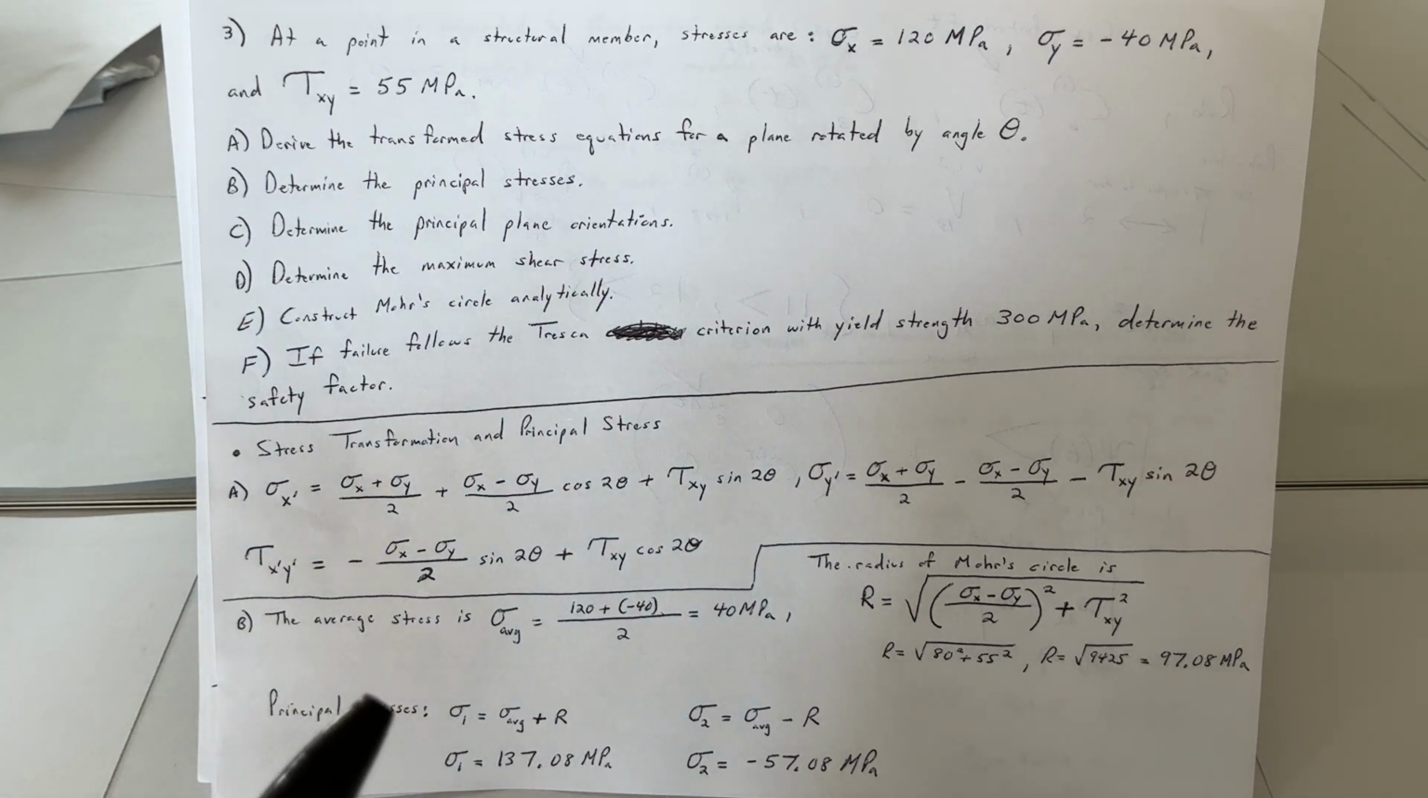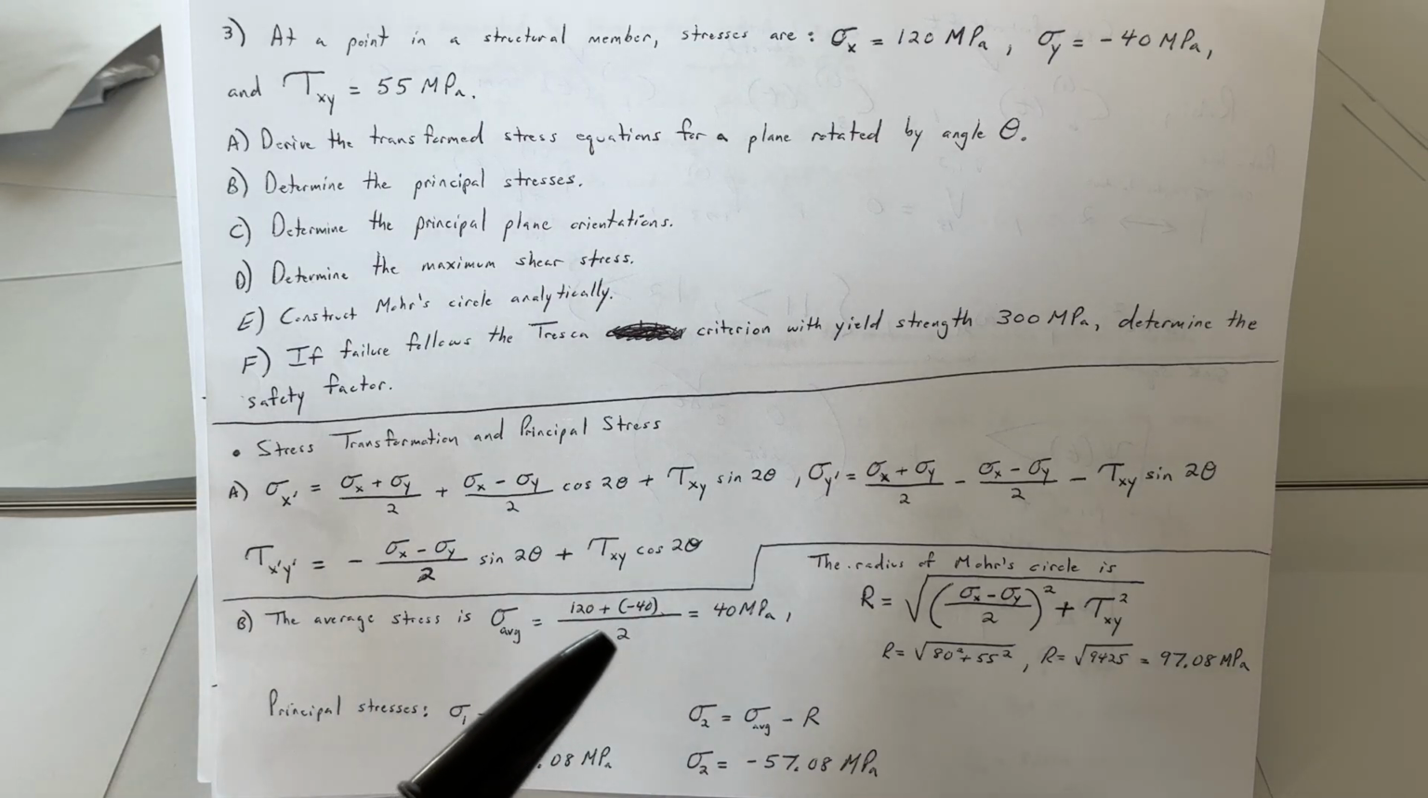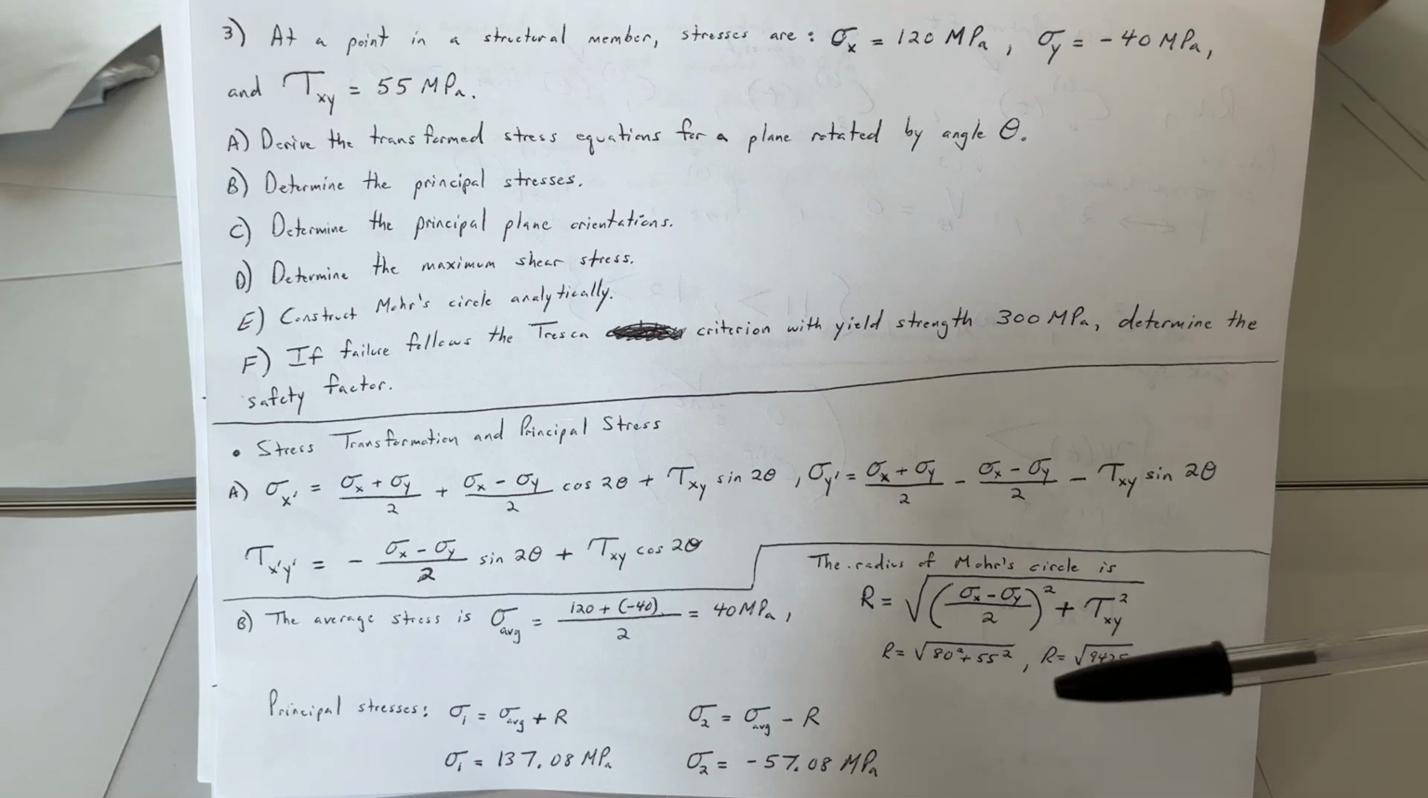For part B, the average stress is sigma sub AVG equals 120 plus negative 40 over 2, so that's going to give you 40 MPa. The radius of Mohr's circle, capital R, equals square root of that quantity, sigma sub x minus sigma sub y over 2 squared plus tau sub xy squared. So capital R is going to equal the square root of 80 squared plus 55 squared. So capital R is going to be the square root of 9,425, which is about 97.08 MPa.